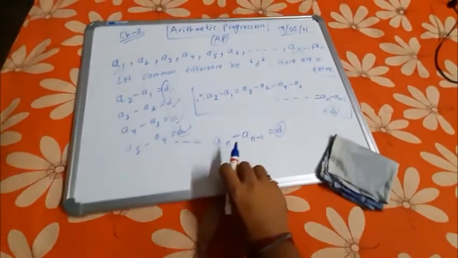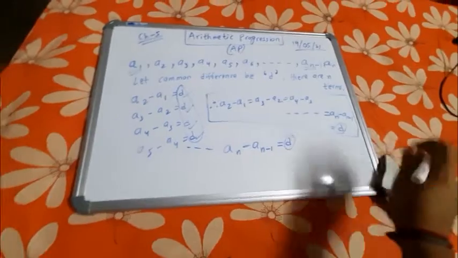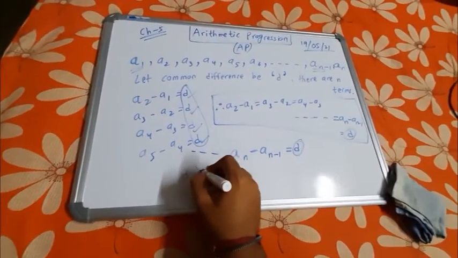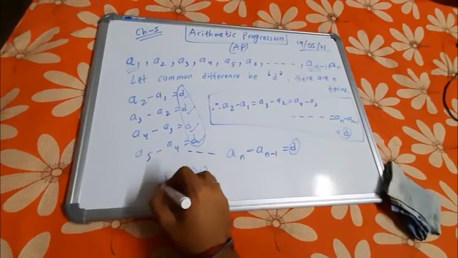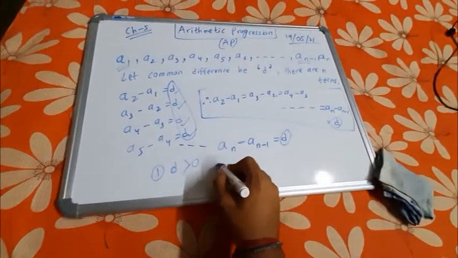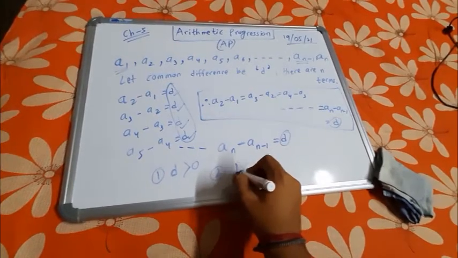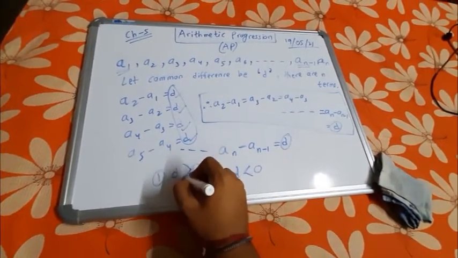Okay, understood this thing? Next, what are the possible values of d in an AP series? Number 1, d can be greater than 0. Number 2, d can be less than 0. Okay, d greater than 0, d less than 0.